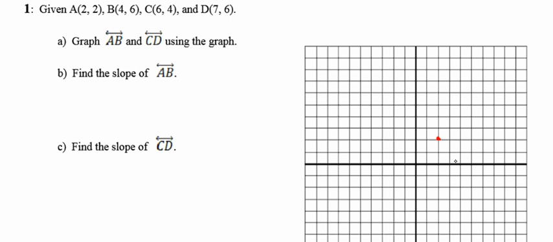B has coordinates 4, 6. He's going to be right about there. And I'm going to go ahead and plot and label. I'm going to grab my straight edge and graph that line. I'm going to add a couple arrows to the end of it. So there's line AB. Line CD I'm going to graph by plotting point C.